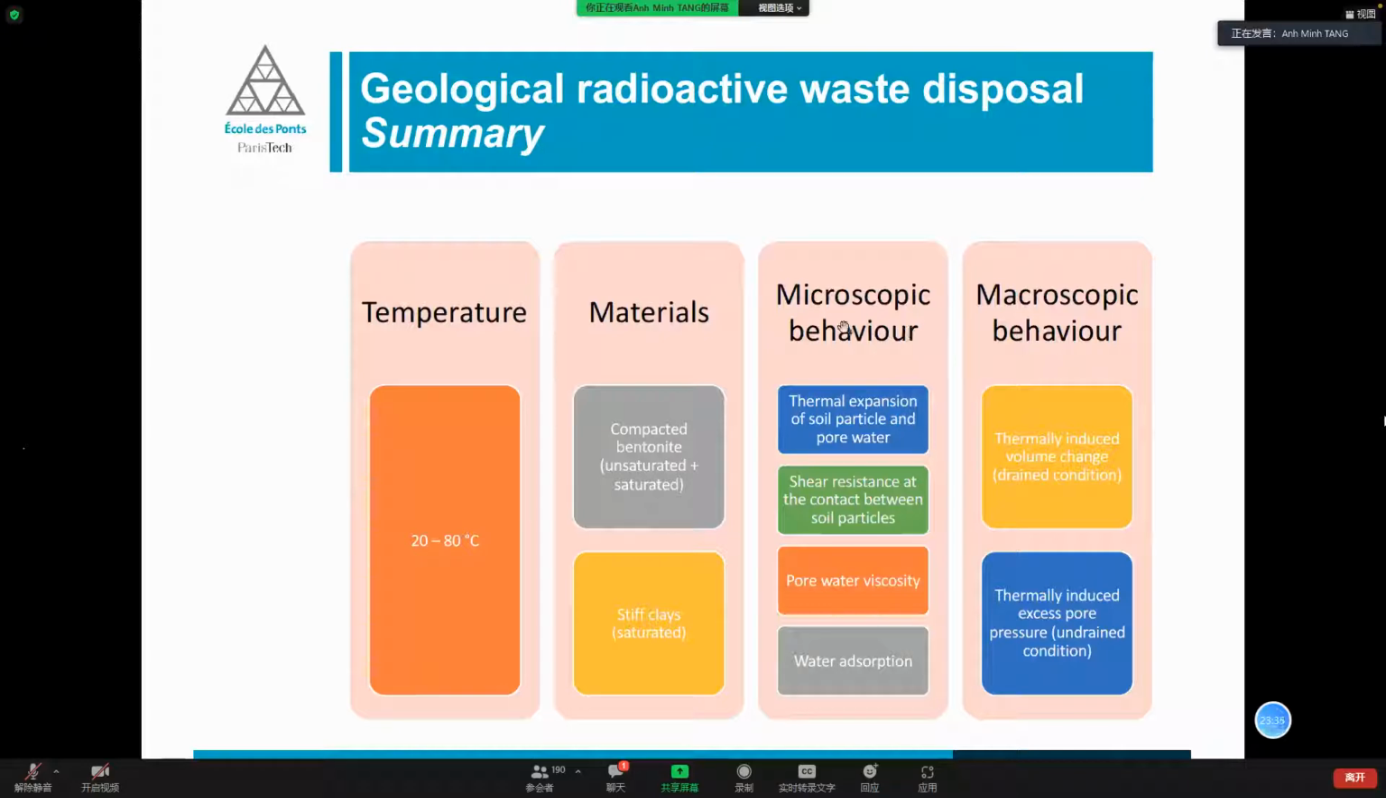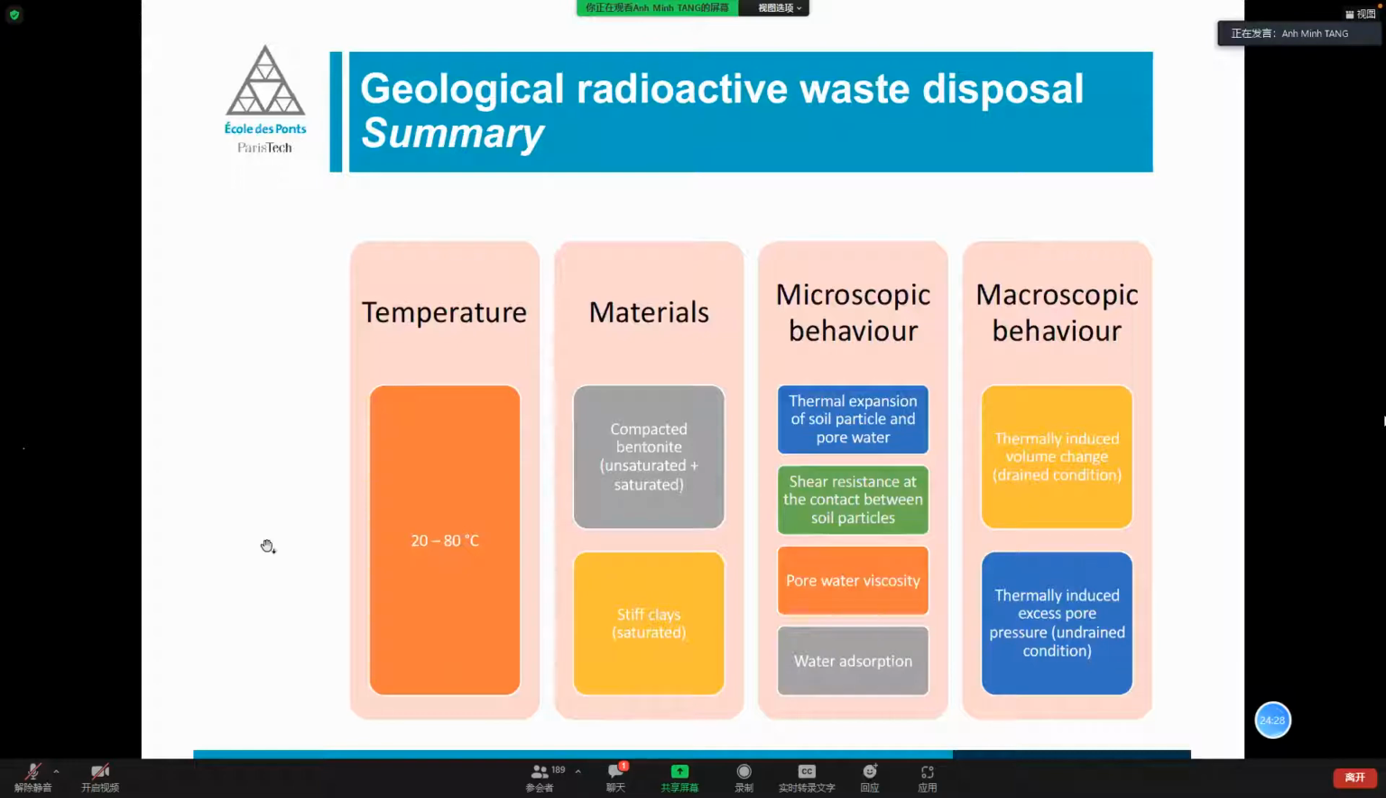Normally when you heat the soil, you can induce thermal expansion of soil particles and thermal expansion of pore water. Heating will reduce shear resistance at the contacts between soil particles and change pore water viscosity. Heating will also decrease water absorption. These are the effects at the microscopic level. The consequence at the macroscopic level is that when you heat the soil under drained conditions, you can induce thermal volume change of soil. When you heat the soil under undrained conditions, you can induce excess pore pressure. All this can induce other consequences at the scale of the tunnel.